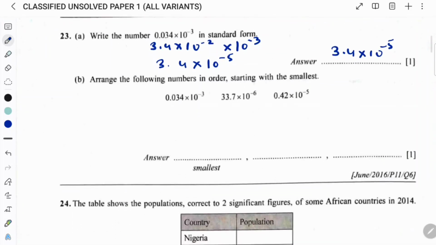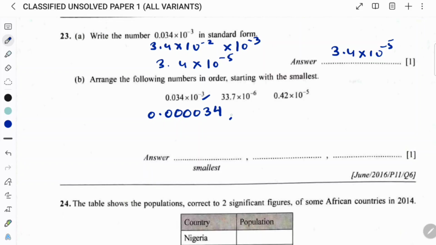Okay, now look at this question. They are negative powers, so we are going to change them into ordinary numbers. Minus 3, it means you can also write it down as 0.0, the 3 will be at the third place, so we put 3 zeros extra to make it minus 3. Now this is 0.34. Okay, now this is 33.7 into 10 to the power minus 6.